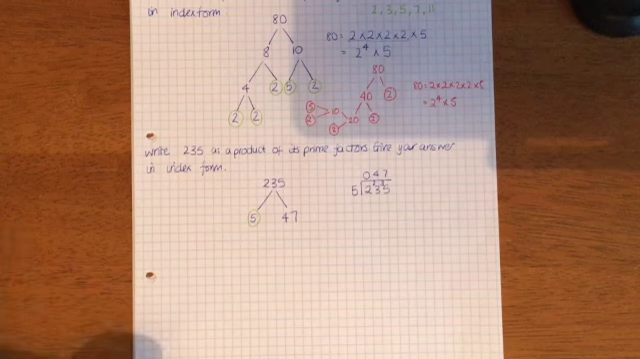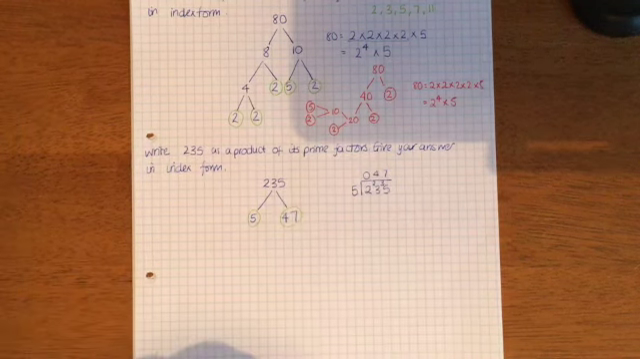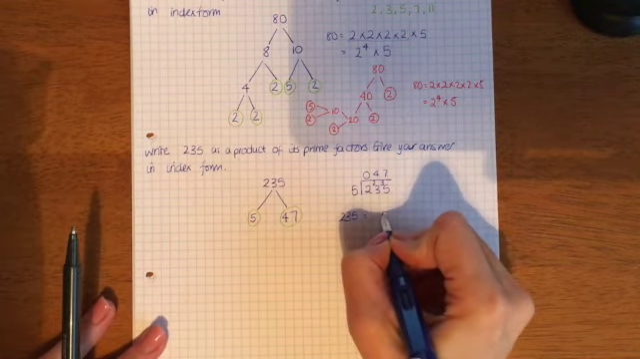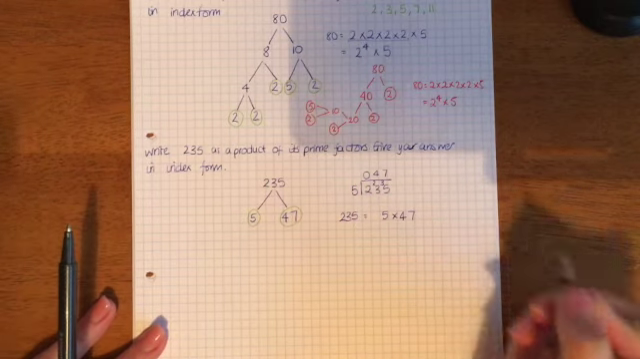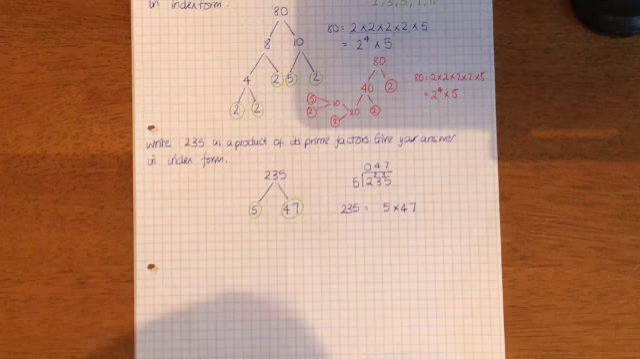And what we're going to find here is that 47 is actually a prime number. So I would circle it. So my answer to this one is 235 equals 5 times 47. And that's all I would do. Okay. Have a go at some questions now that I've set you.